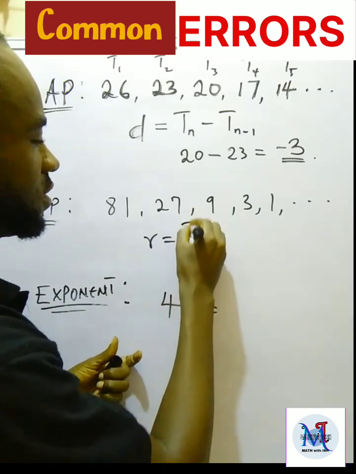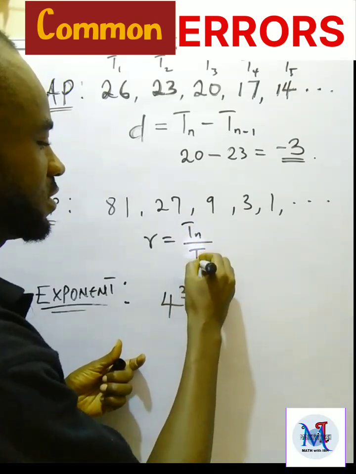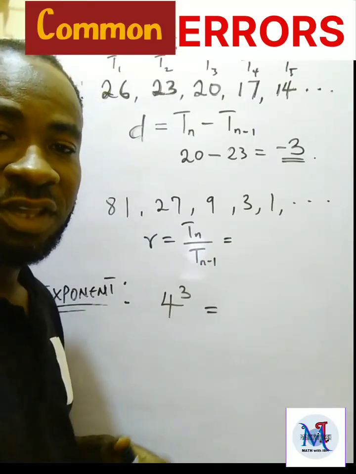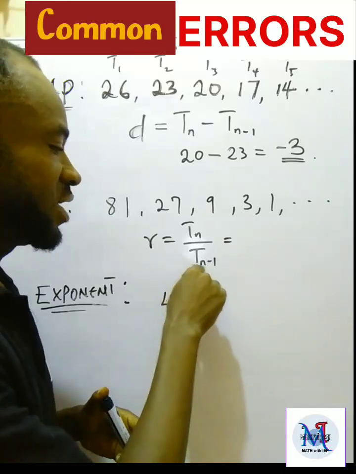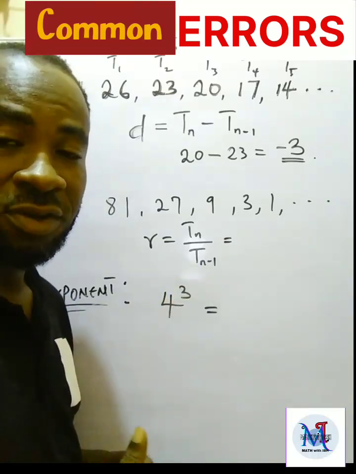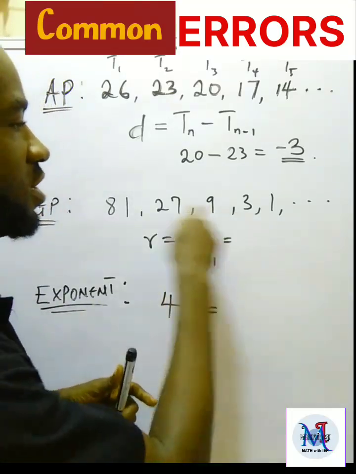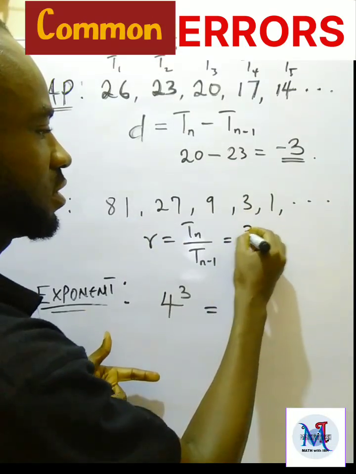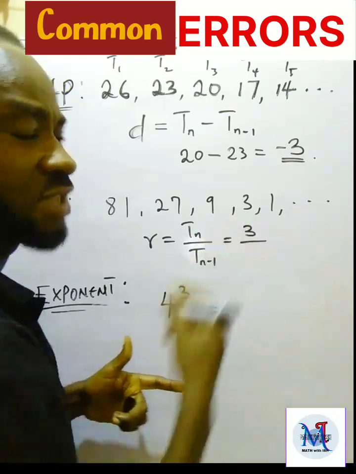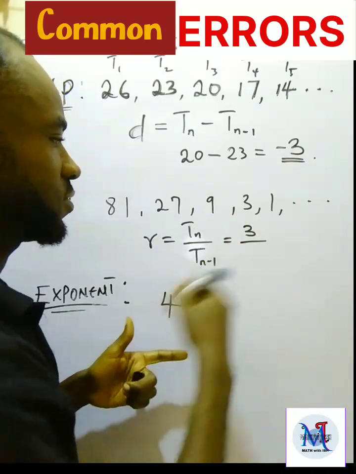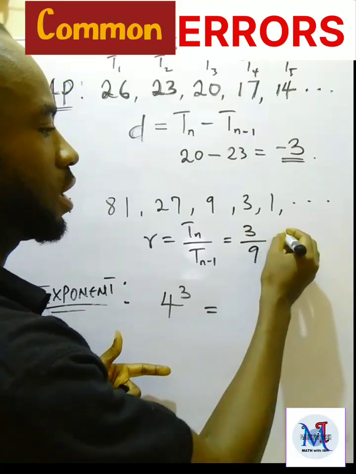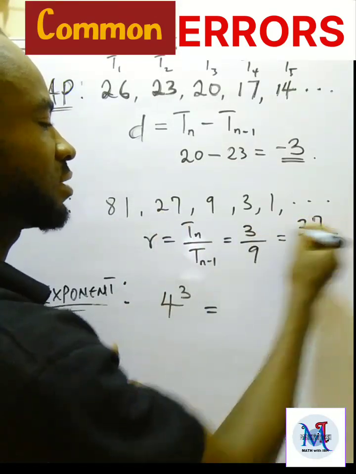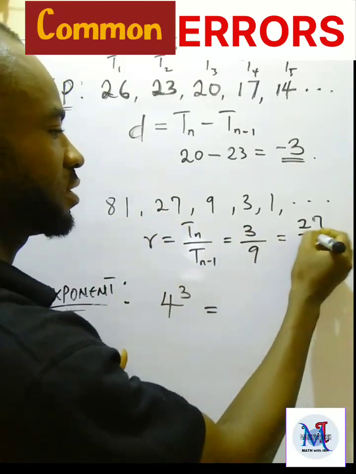The common ratio is Tn divided by Tn minus 1. Of course, I've explained to you what Tn stands for, any of the term, and then Tn minus 1, the term that precedes it or that comes before it. So if I take any of the term now, let's assume I take this term here, which is 3, that is my Tn. The term that comes before it is 9. So I can choose to take this term, 27. The term that comes before it is 81.